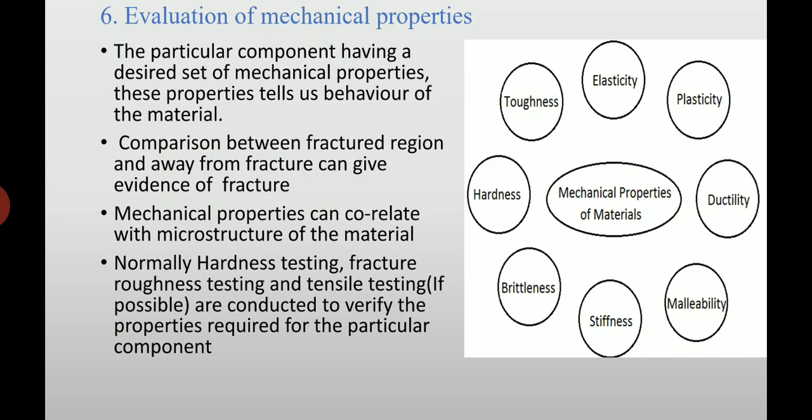Evaluation of mechanical properties. Components have a desired set of mechanical properties. These properties tell us the behavior of the material. Comparison between the fractured region and the region away from the fracture can give the evidence of failure. Properties can be correlated with the microstructure of the material.